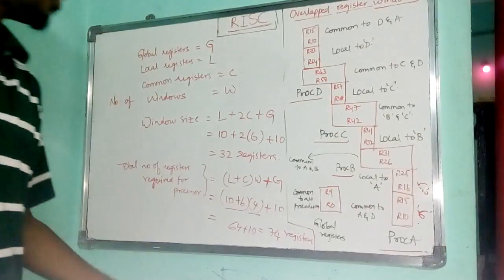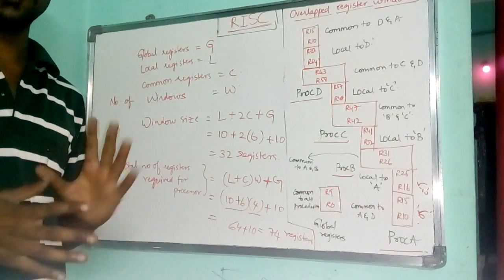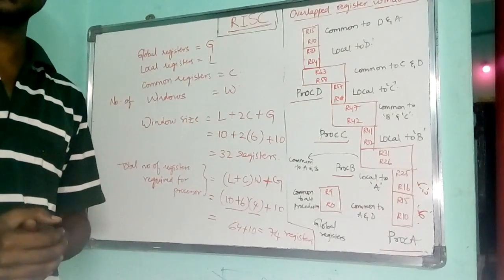This is the concept called overlap register windows and their usage, and this is all about the RISC type of CPU architecture design.